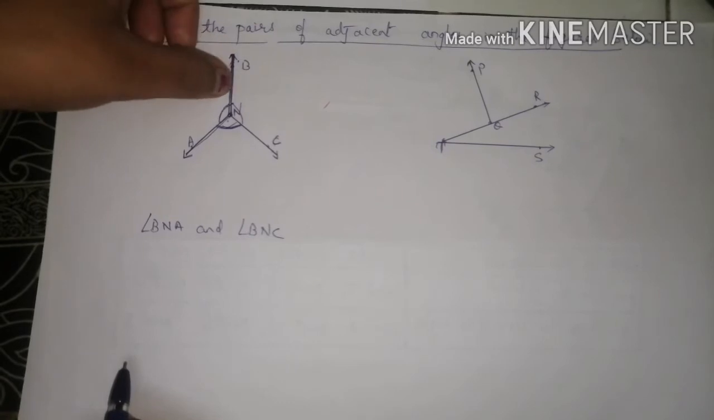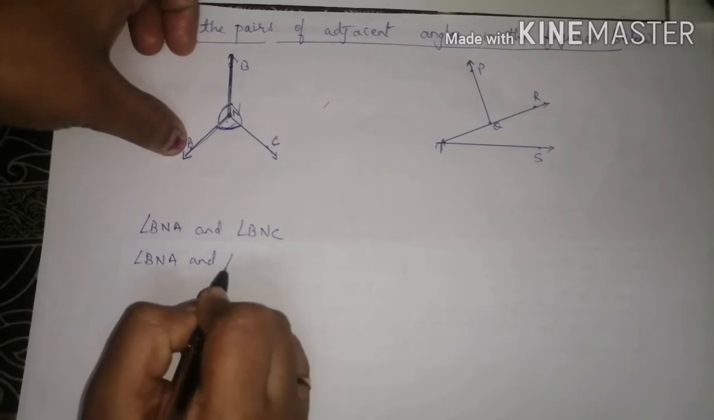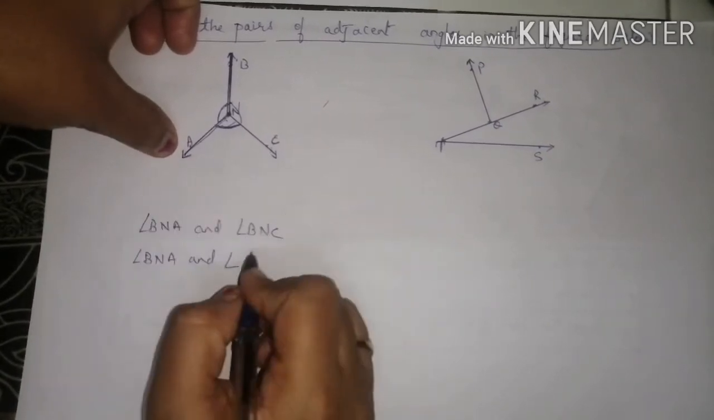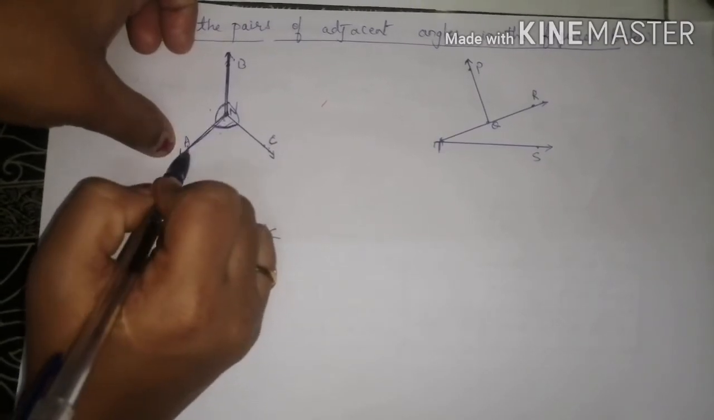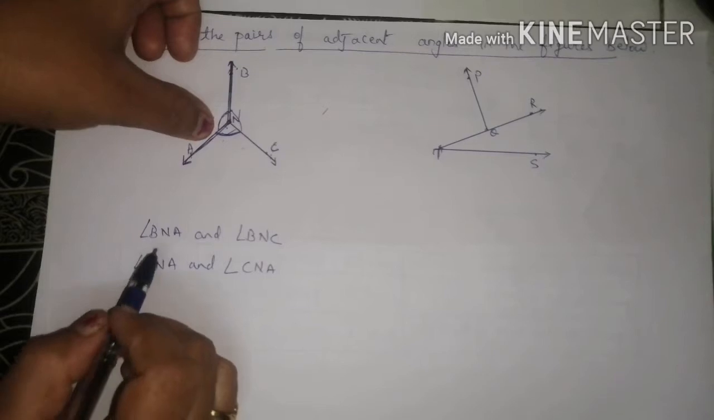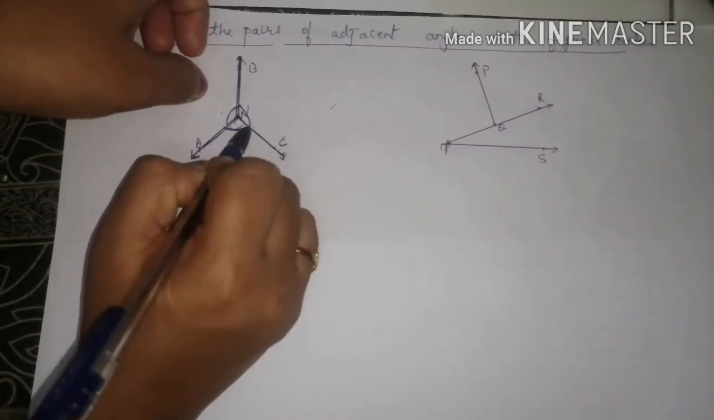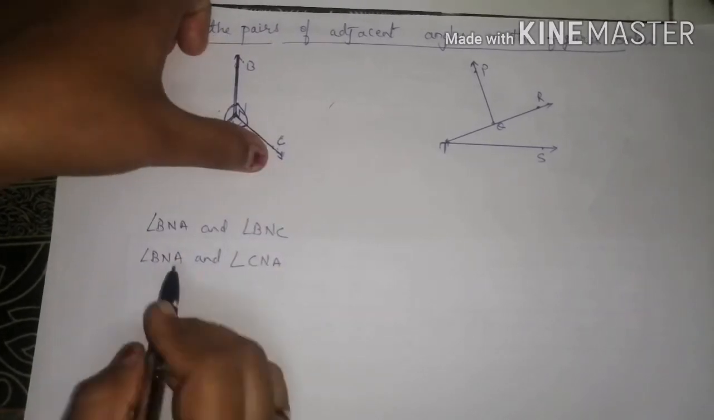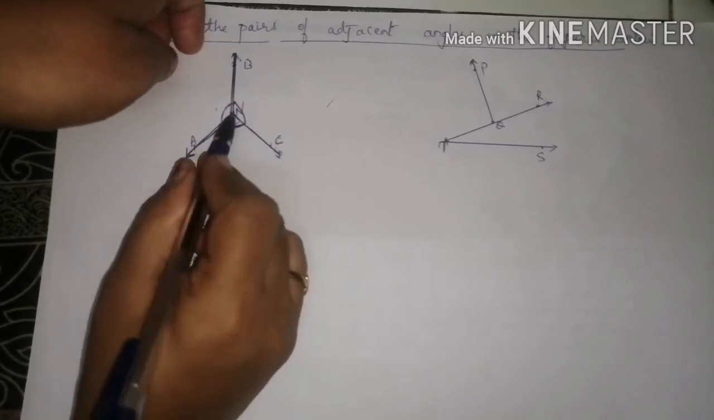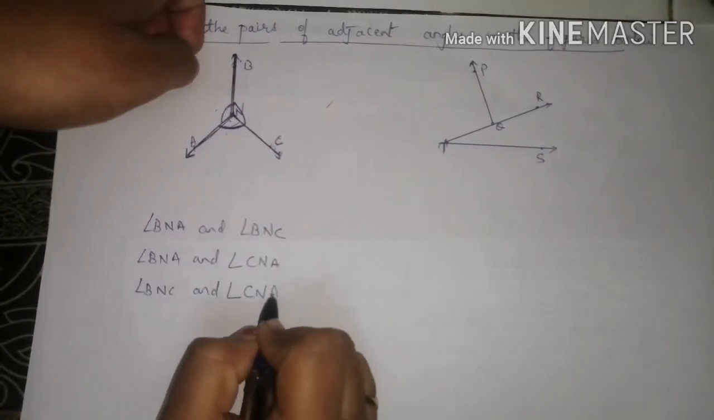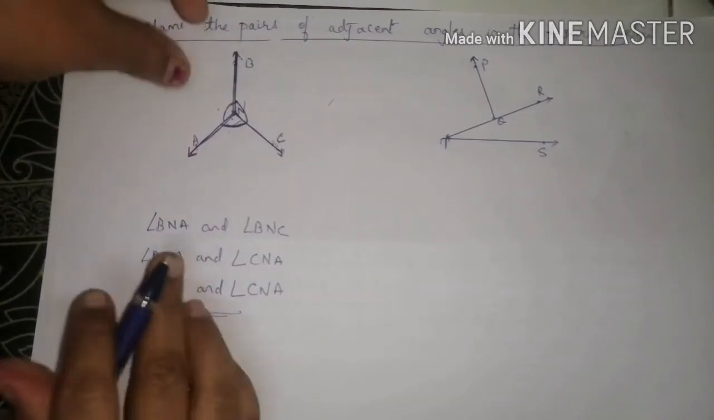So we can write the names as again BNA and angle CNA. These two. In that, NA we have considered as a common arm. Now we will consider NC as a common arm. So we will get this angle and this angle: angle BNC and angle CNA or ANC. So these are all the adjacent pairs which we are getting in the first figure.